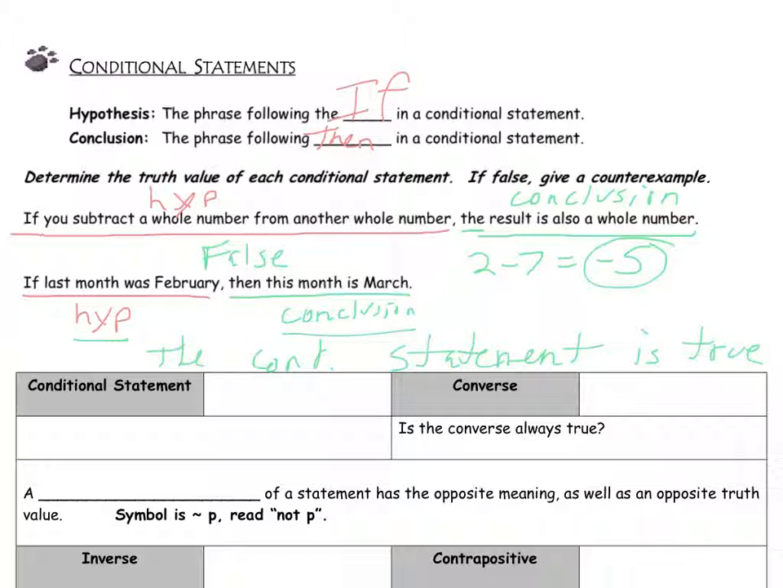Okay, let's look at this little table that we have down here. Conditional statement, we represent that with symbols. P is going to represent my hypothesis, and Q is going to represent my conclusion. If we're going to come up with the converse statement, then we flip that and we put that original conditional statement's conclusion first, and we test that to the hypothesis. Is the converse always true? No, the converse is not always true when dealing with a conditional statement.